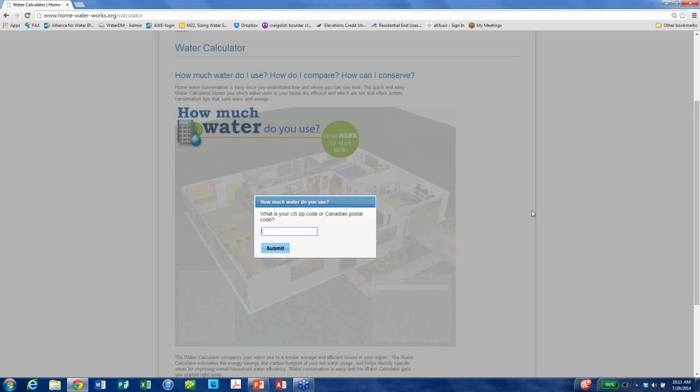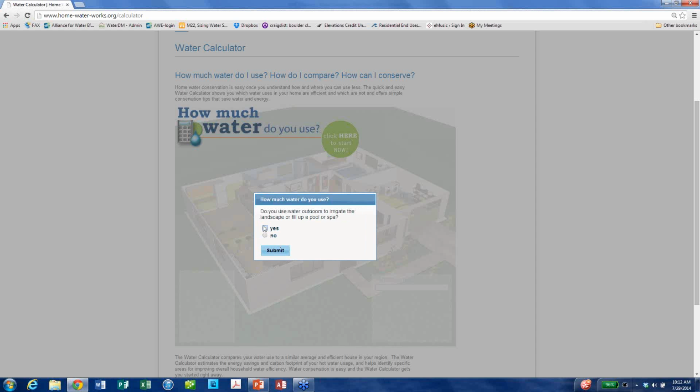So the very first question is a zip code. I'm going to complete this for my own house, since I know those answers the most cleanly. So I live in Boulder, Colorado, 80304. My home was built before 1995. This is an important distinguisher between what type of plumbing fixtures might be found in the house. There are 4 people who live in my house, so I'm going to up that number to 4.